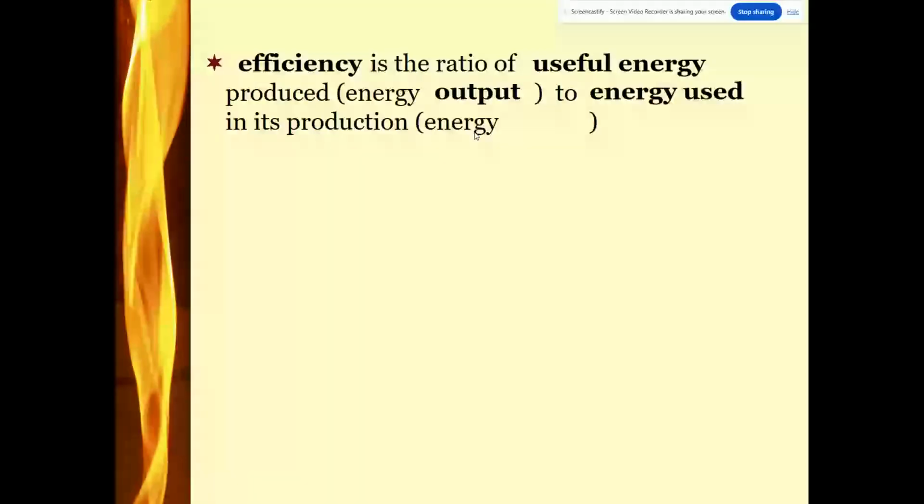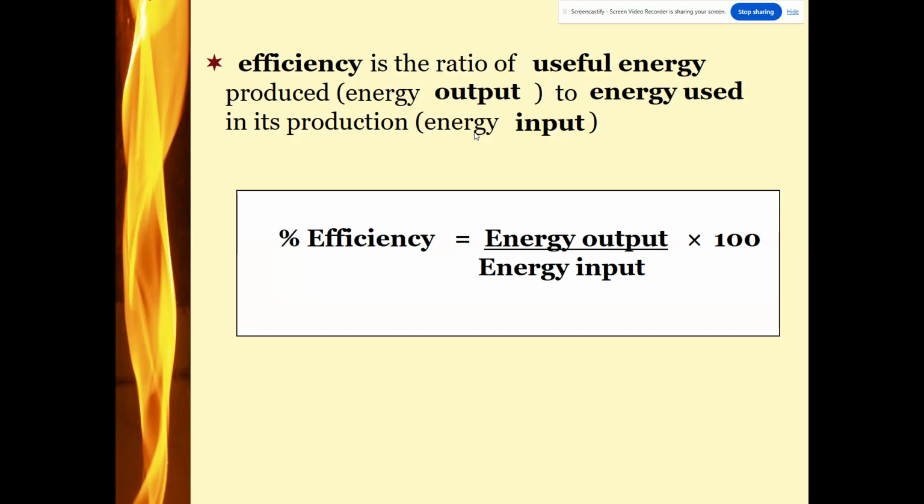If you are ever asked to calculate efficiency, this is something you learned back in Science 9. Efficiency is the useful energy output divided by the energy input times 100. So if we're thinking of a light bulb, the useful output is the light that it gives off, and the input is the amount of electricity that it's using. Okay? These both need to be in either joules or kilojoules as long as they're in the same units, and then you multiply by 100.